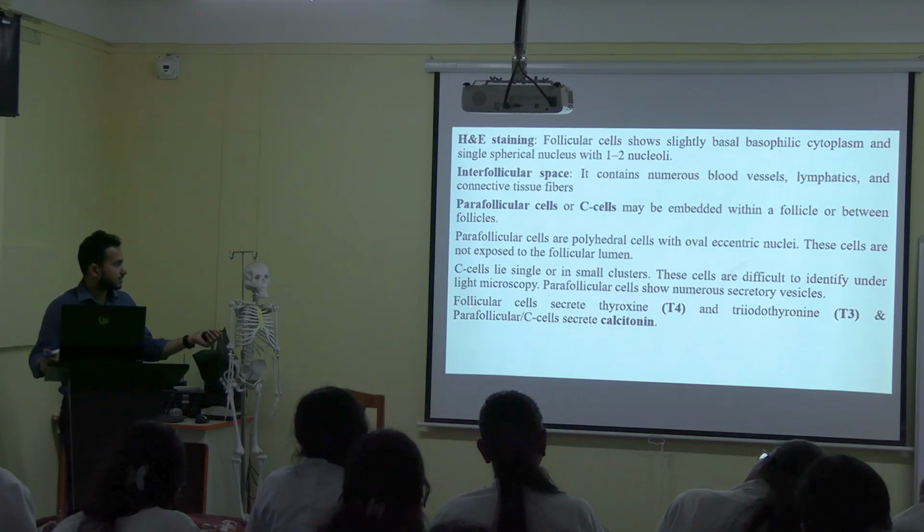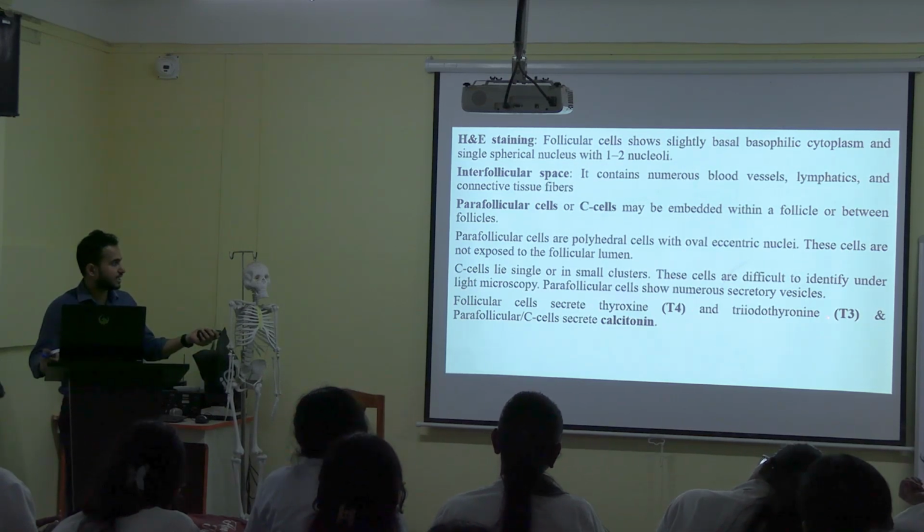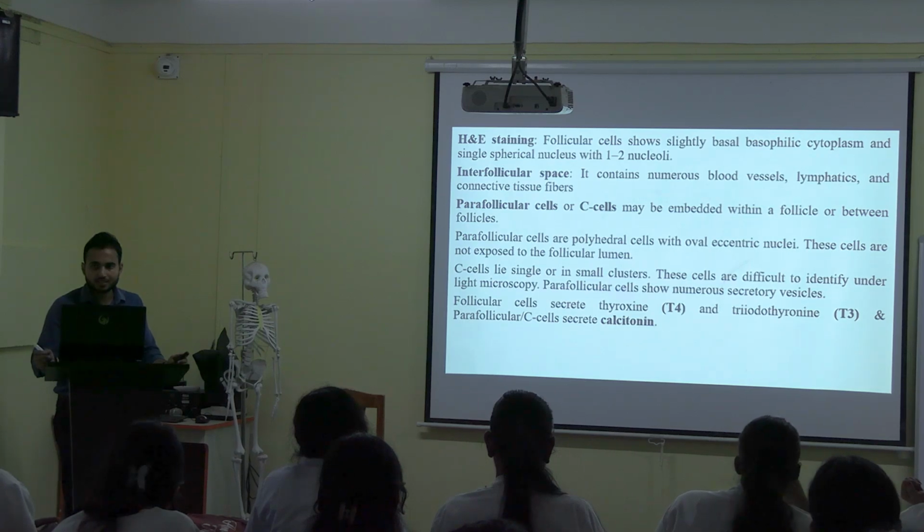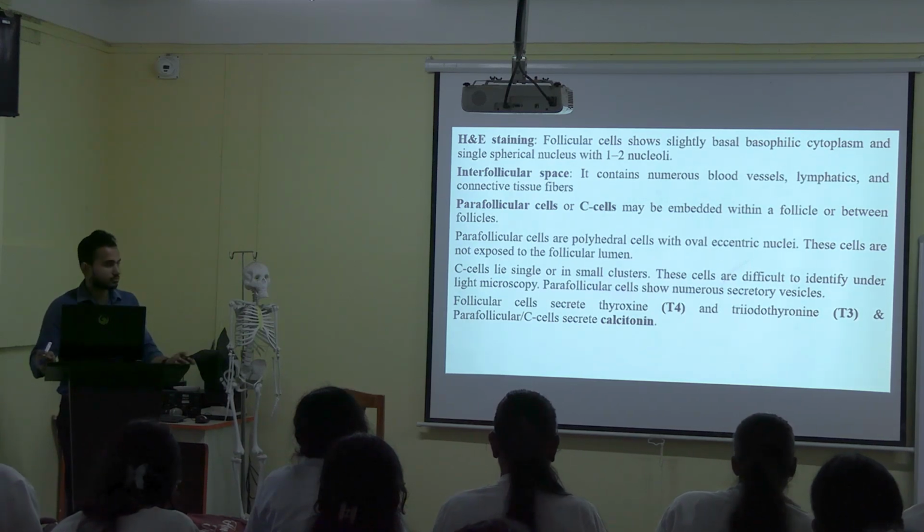Now what is the function? The follicular cells secrete T3 and T4, already you know about that, and parafollicular cells secrete calcitonin. Okay, these are the hormones which are secreted by the cells of the thyroid gland.